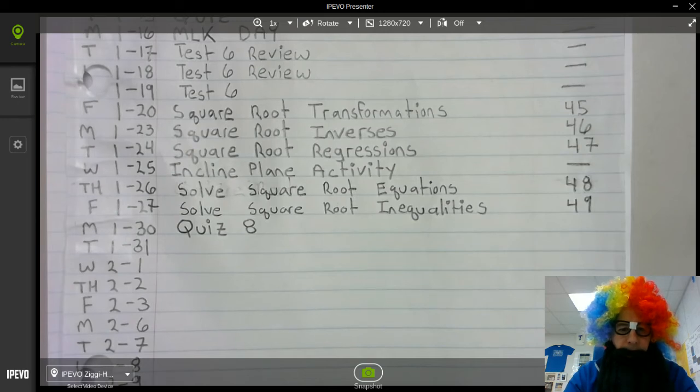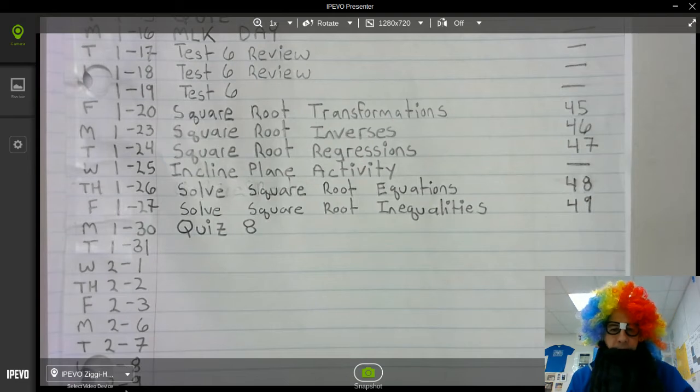Welcome again, Wildcats. Today we're looking at Thursday, January 26th, and we're going to solve square root equations. That's going to be on page 48. If you would, pause the video and update your table of contents. Now that your table of contents are updated, let's take a look at our notes.